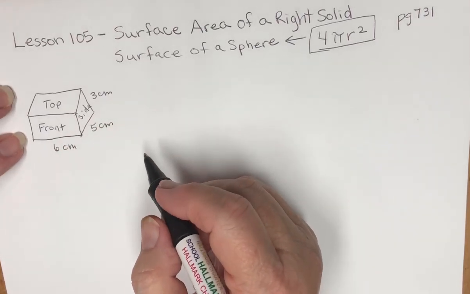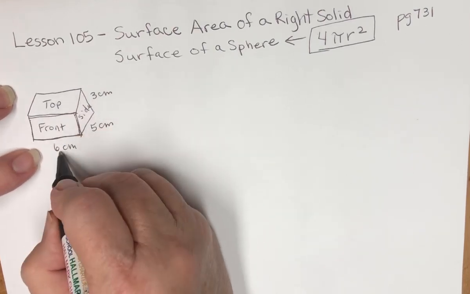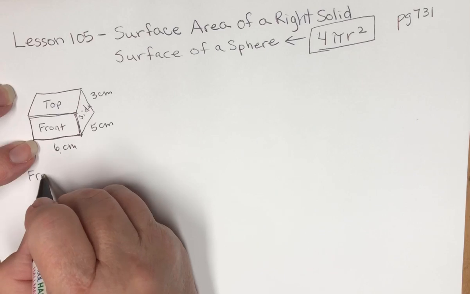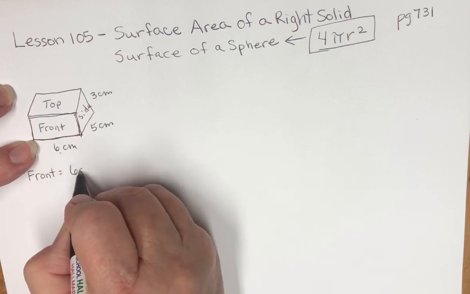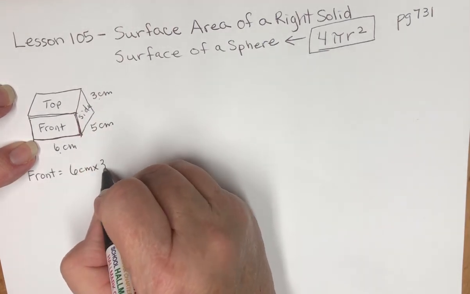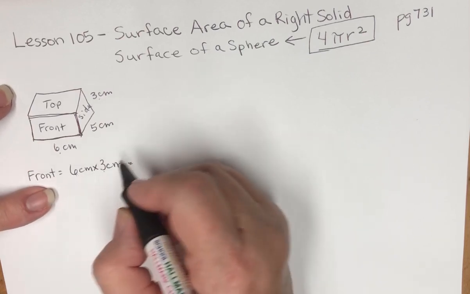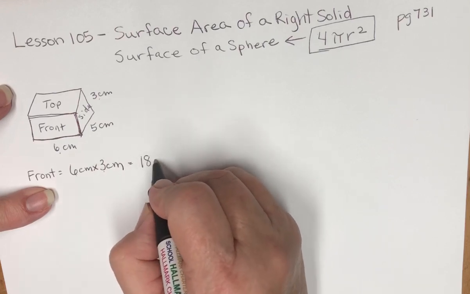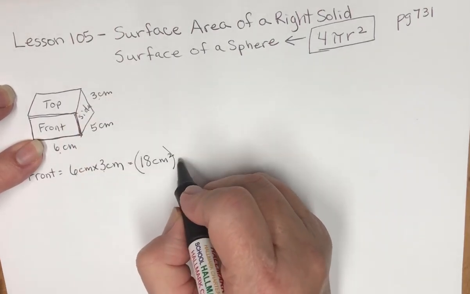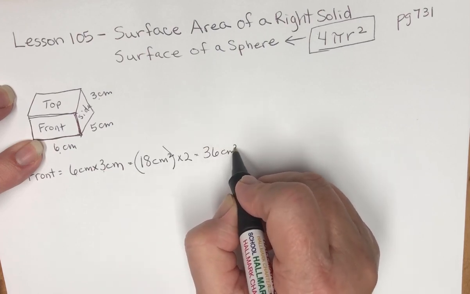All right, let's do the front first. Here's my front. I'm looking for the surface area, so I'm looking for area. Front is 6 centimeters times the 3 centimeters going up. 6 times 3 is 18 centimeters squared. But I have a front and a back that matches, so I multiply this answer by 2, and now I have 36 centimeters squared.